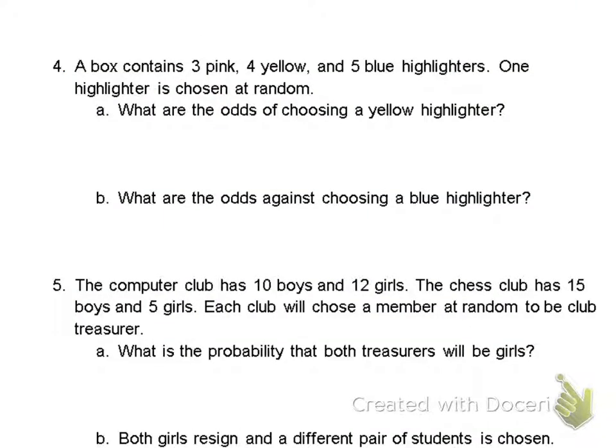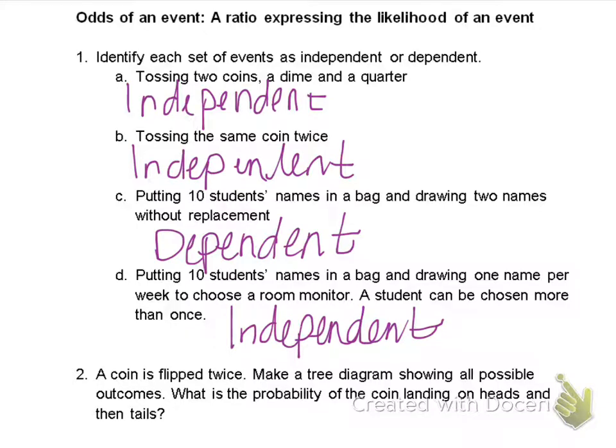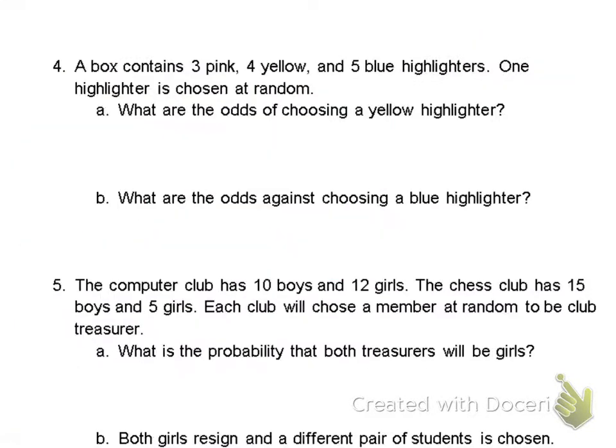A box contains 3 pink, 4 yellow, and 5 blue highlighters. One highlighter is chosen at random. What are the odds? And I want you to go back to the first page of your notes briefly here, and it has a little hint of what odds are. Just to remind you, odds is a ratio expressing the likelihood of an event. Remember, a ratio is usually written as a fraction or with two numbers with a colon between them.